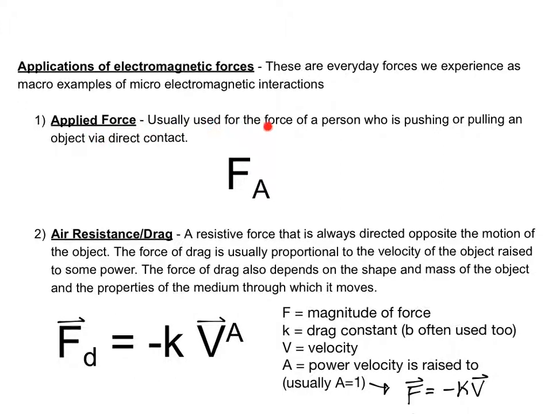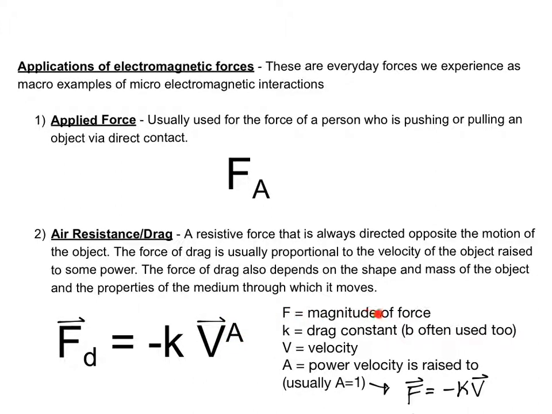First, we have the applied force, usually for the force of a person who's pushing or pulling an object via direct contact, and that's just F sub A. Then air resistance or drag. It's a resistive force. That means it's directed opposite of the motion of the object. It's usually proportional to the velocity of the object raised to some power. And the force of drag also depends on the shape and the mass of the object and the properties of the medium through which it moves. All those factors there, the shape, the mass, the medium through which it moves and so on, help determine this constant K and this value A.